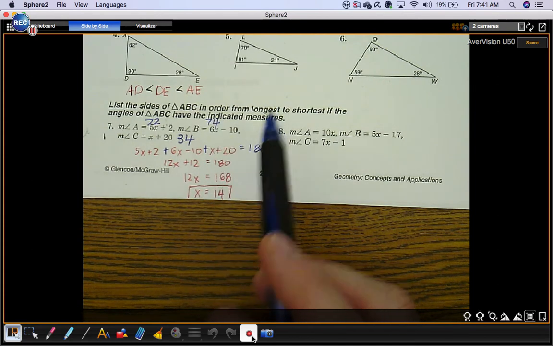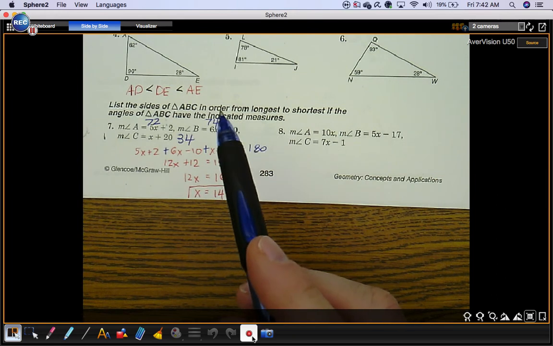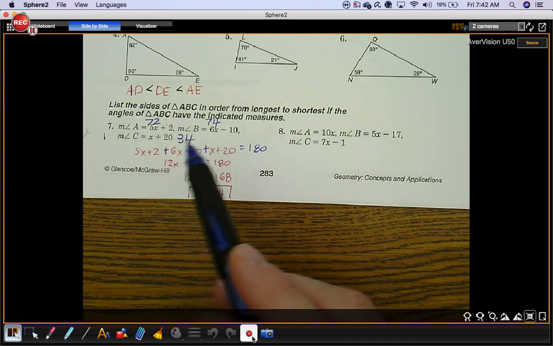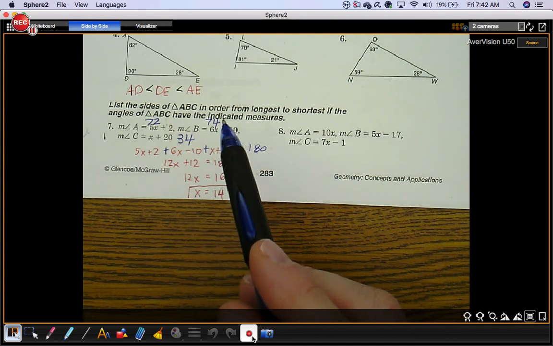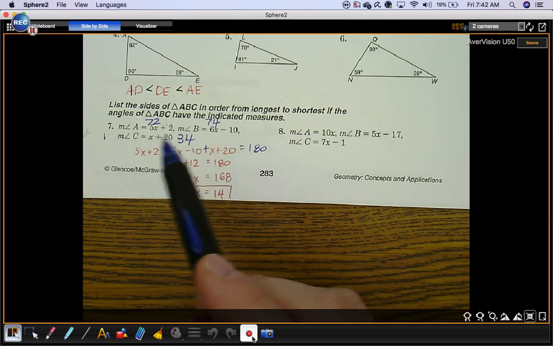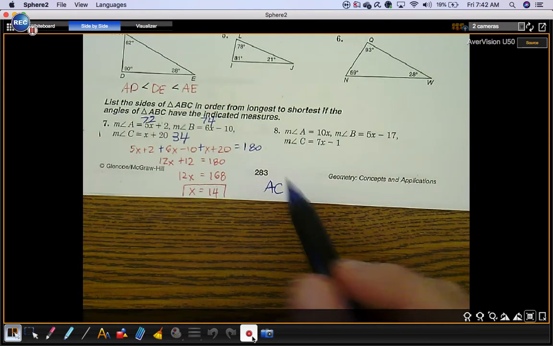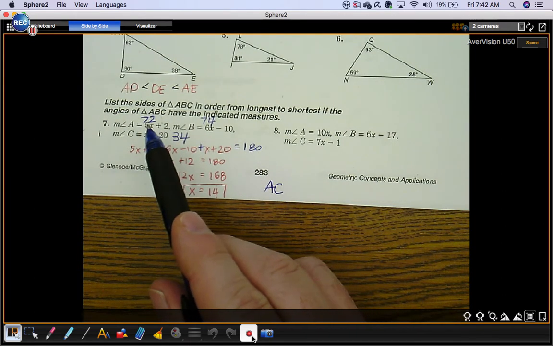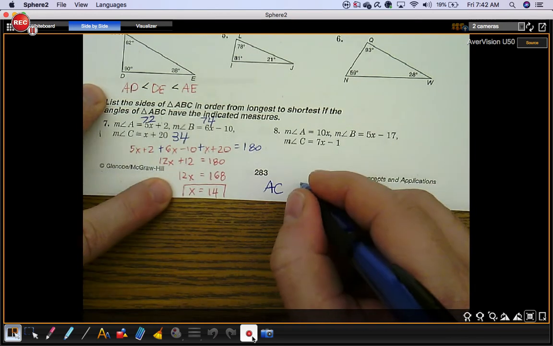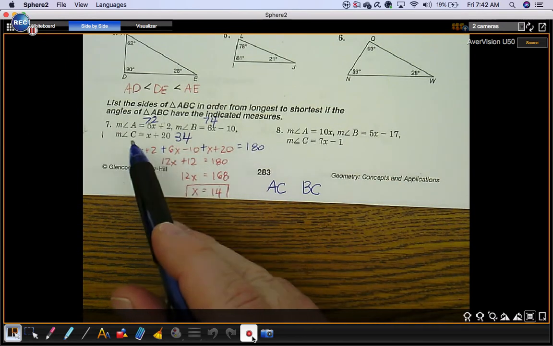They want you to put the sides in order. They want them in order from longest to shortest this time. So longest would be across from the biggest angle. If your biggest angle is angle B, then your biggest side would be segment AC. That's your next biggest angle, angle A. So your next biggest segment would be segment BC. And then your smallest segment would be segment AB.